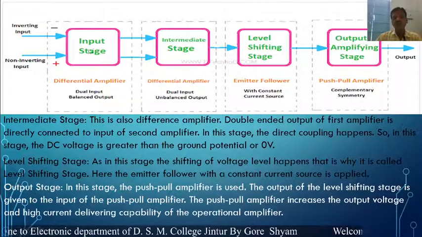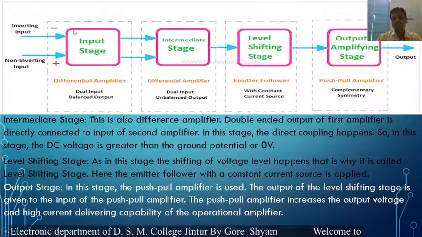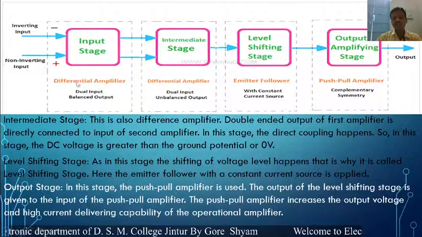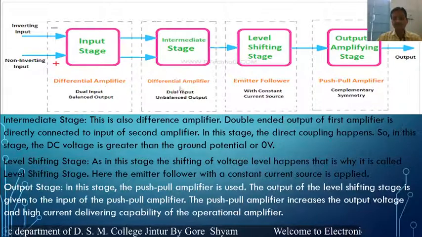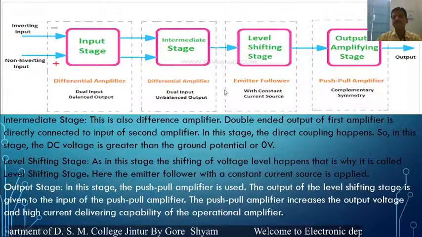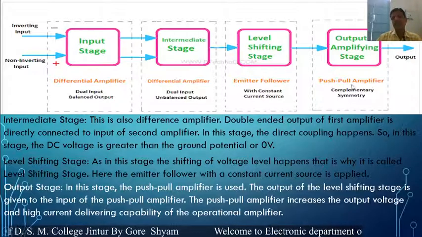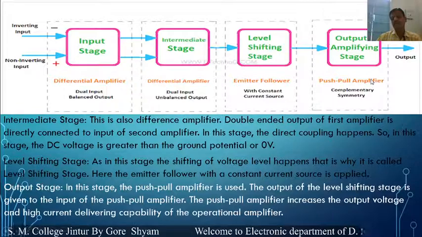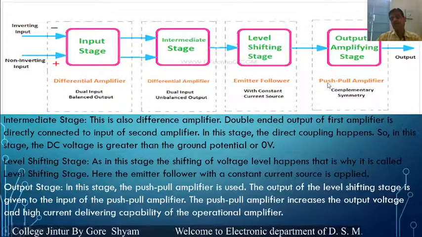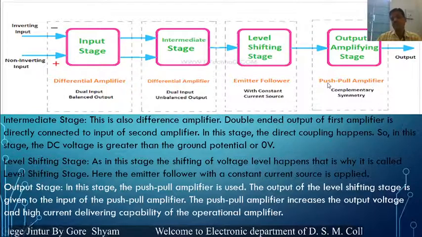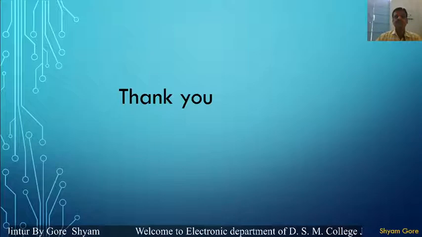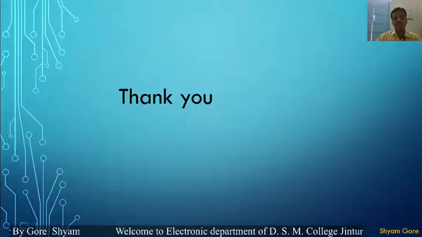In this way, there are four stages in the operational amplifier. The first stage is known as the differential amplifier, the second is also a differential amplifier, the third stage is the level shifter, and the fourth is the amplifying stage, and it includes the push pull amplifier. In this way, this is the block diagram of the operational amplifier.